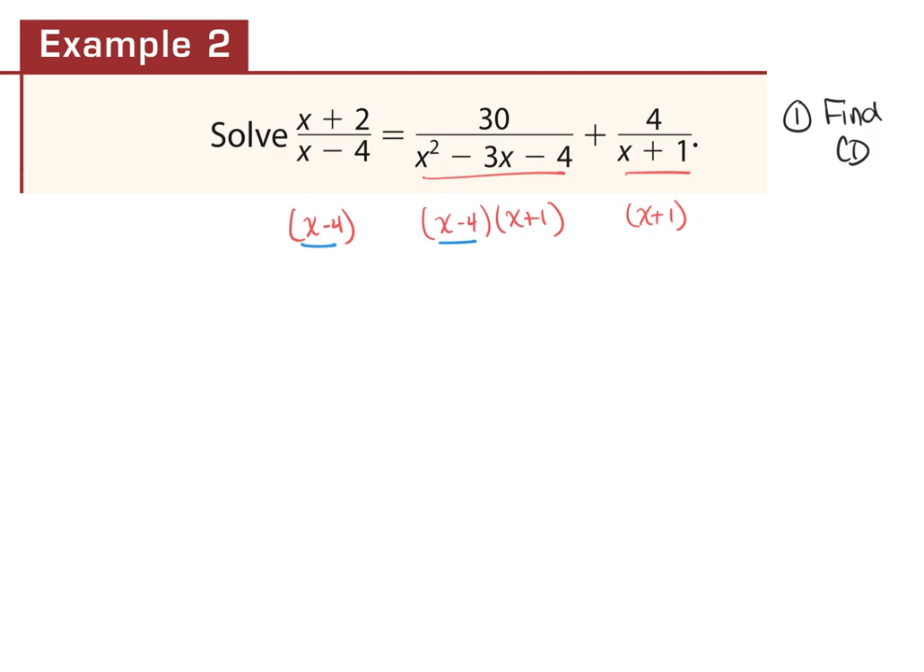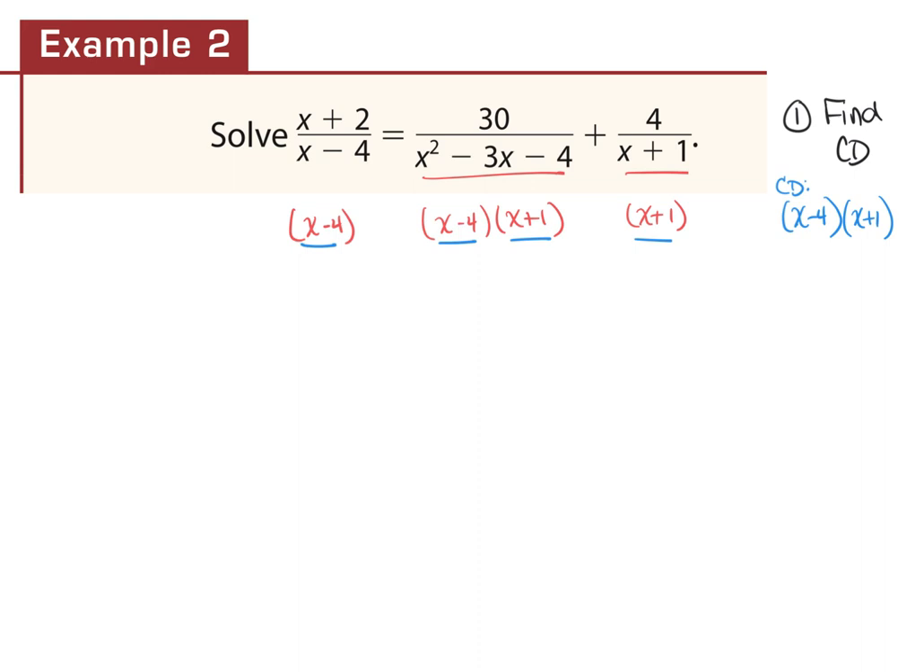So x minus 4 is going to be part of my denominator. x plus 1, those are both only to the first power. So x plus 1 is part of my common denominator. So this is my common denominator right there.